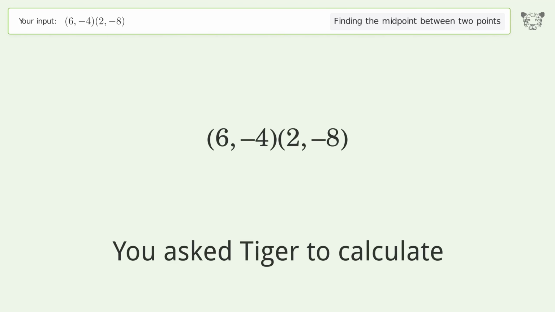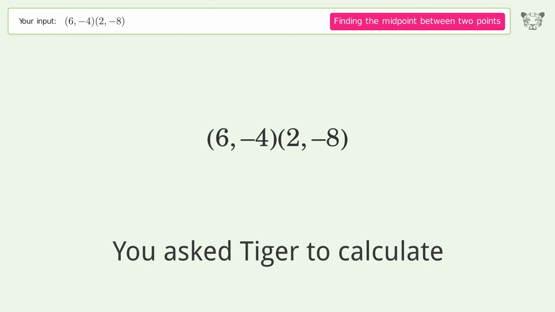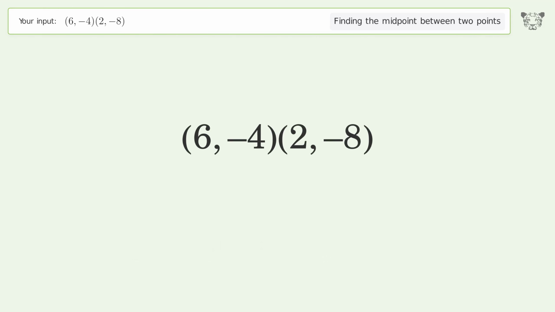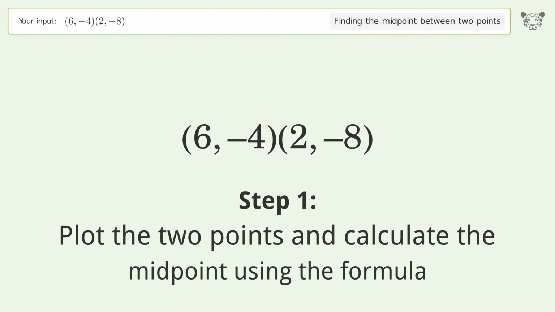You ask Tiger to calculate. This deals with finding the midpoint between 2 points. The midpoint between the 2 points is 4, -6. Let's solve it step by step. Plot the 2 points and calculate the midpoint using the formula.